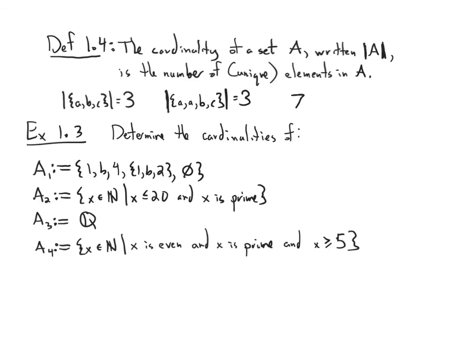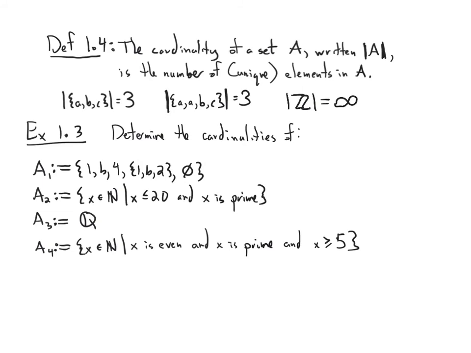Well, what about, say, the integers? Well, we know there are infinitely many numbers. Infinitely many integers, in fact. So the cardinality, we say, is infinite. And from there, it leads us to our next example.